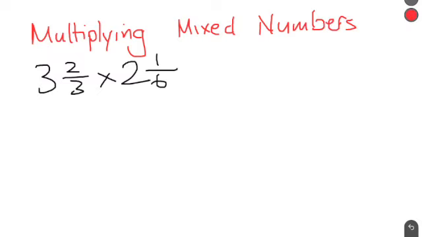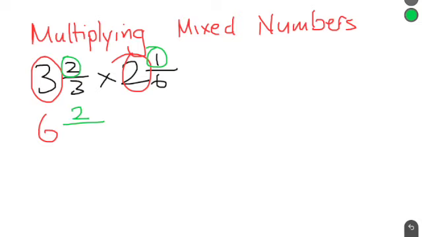The temptation is what a lot of people would do: they would multiply all of the whole numbers together, and that would be equal to 6. And then next, they would attempt to multiply the numerators together. And then finally, they would be tempted to multiply the denominators together. 6 and 2/18. Actually, this is incorrect.